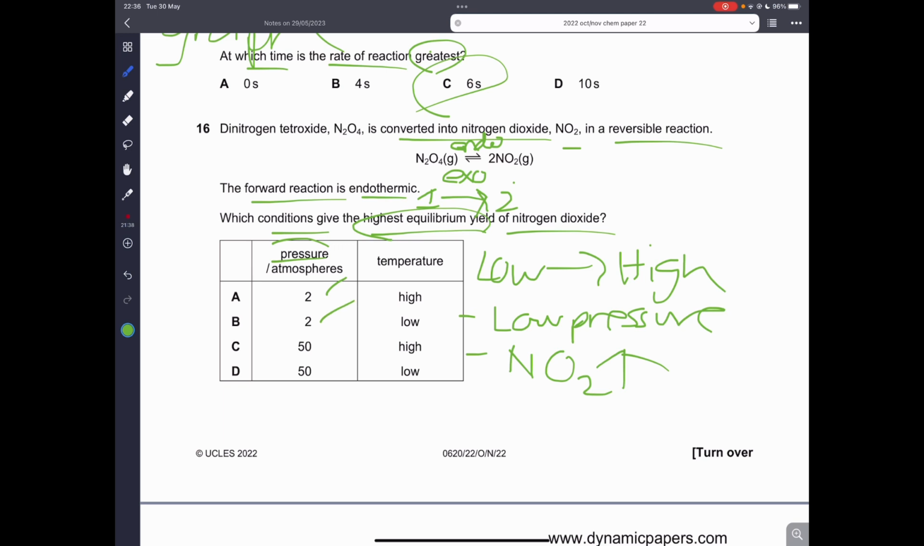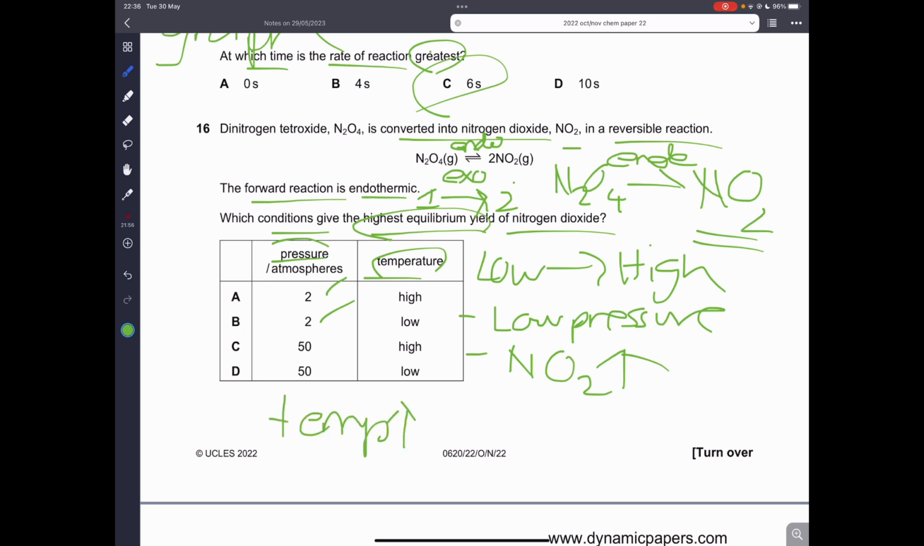So low pressure, so 2 atmospheres. Temperature: the forward reaction is endothermic and we want the forward reaction, because we actually just need the nitrogen dioxide. Remember, increasing temperature favors the endothermic change, and as a result the equilibrium yield of NO2 increases if the temperature is high. So A is the correct answer.